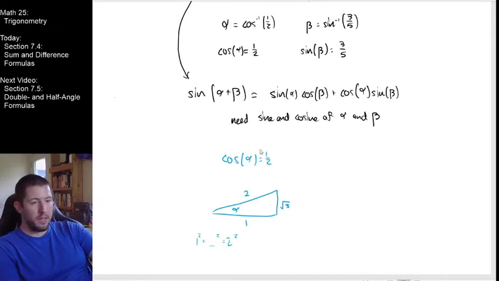You actually knew this because cosine of alpha being 1/2 means that alpha is going to have to be 60 degrees. I drew this thing pretty badly right here, but it should be 60 degrees right there. But we don't even know this one over here, right?